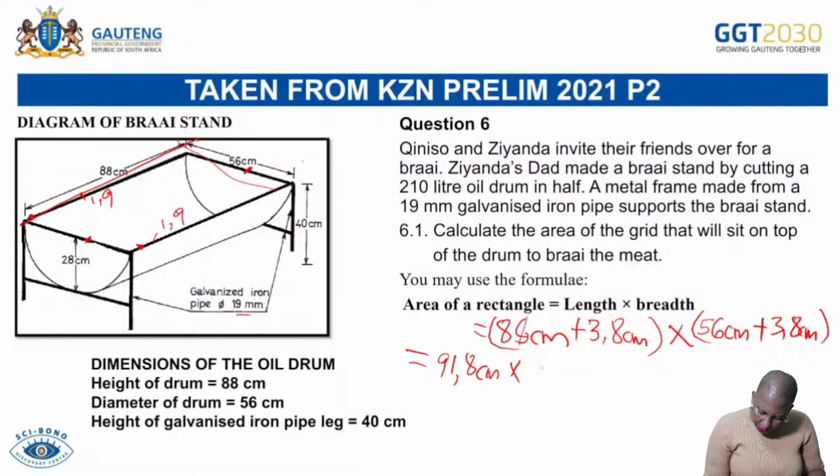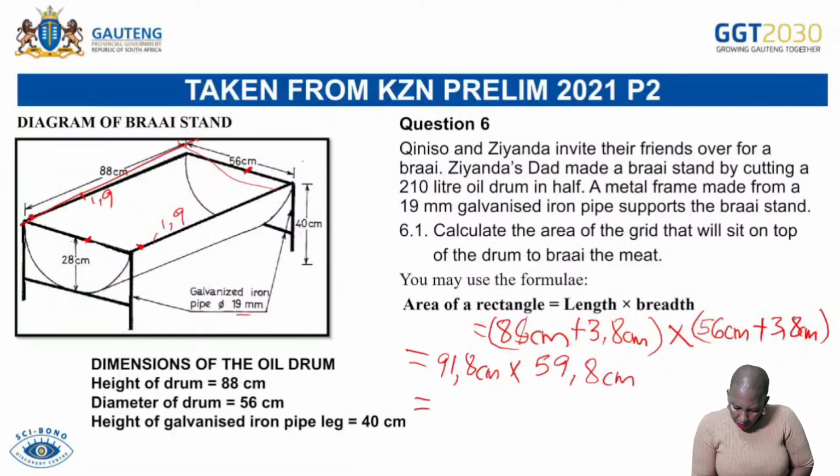It will give us 59,8 centimeters. That means I just have to multiply the two, 91,8 multiplied by 59,8. And then our answer will be what?